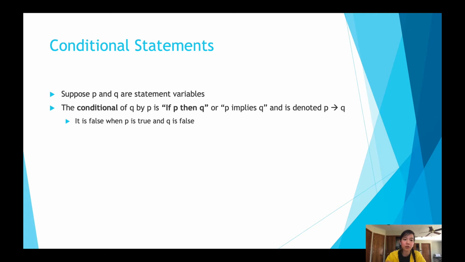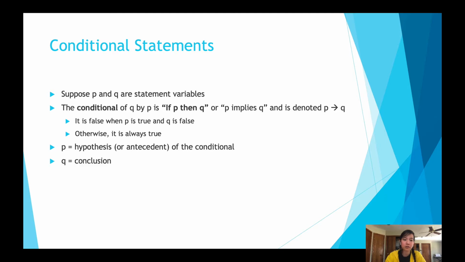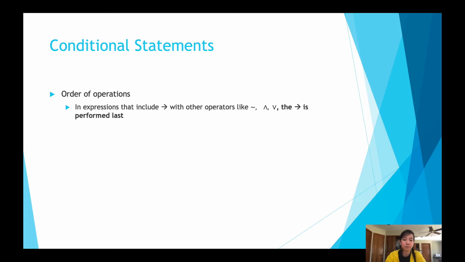The conditional of Q by P is false when P is true and Q is false. Otherwise, it is always true. P is the hypothesis or the antecedent of the conditional, and Q is the conclusion. When it comes to order of operations, in expressions that have the conditional operator with other operators like the negation sign, the and sign, the or sign, the conditional operator is performed last.